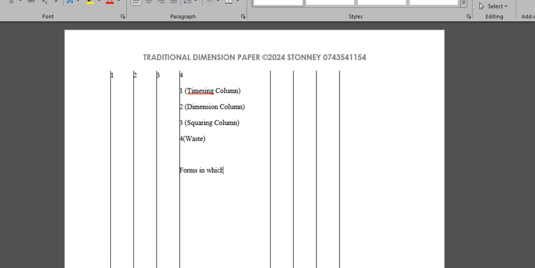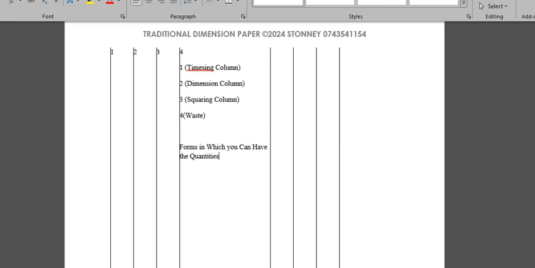Forms in which you can have the quantities. Okay, so let's see what are the possible ways in which you can have the quantities. The quantities, now I'm telling you, is what is going to be on your column 3, that is the squaring column. So once you have squared, what are the possible quantities that you can have in terms of the units? So that said, the possible quantities would be, let me just do this.